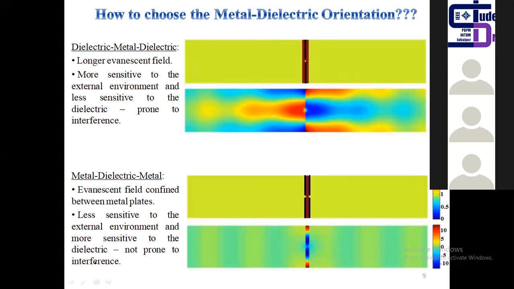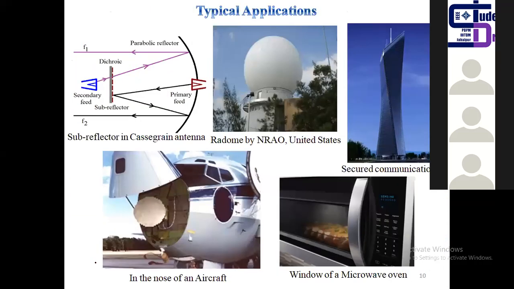These are typical applications. These applications have been implemented for many years, such as the sub-reflector in the Cassegrain antenna, which is not very new. But the application in the case of radome is being used frequently nowadays.